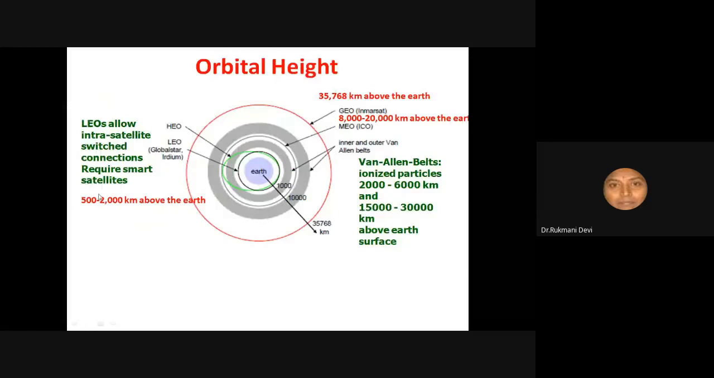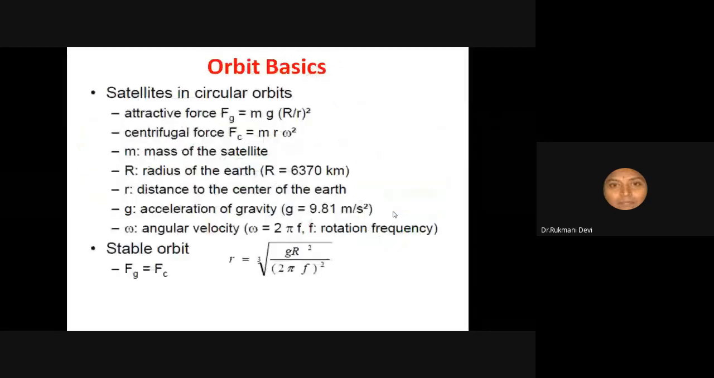So everything I have shown in the diagram. At the same time, the distance between Earth and the orbit is also specified. This is very important for MCQs. So you must know the distance between Earth and the other orbits. Then orbit basics: satellites in circular orbits. These are the important terms we must know for understanding the orbits.